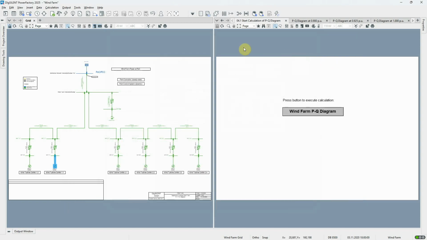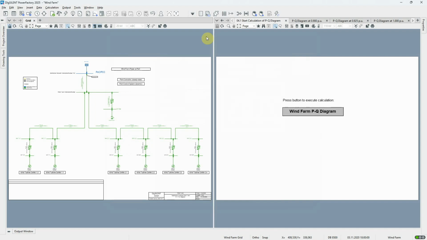For a wind farm connection, it's essential that the capability of the wind farm as a whole meets the applicable standards at the point of connection. The script that's provided in this project can be used to generate PQ diagrams for the whole wind farm, and these PQ diagrams allow the user to compare the wind farm capability with the requirements of the selected standard.